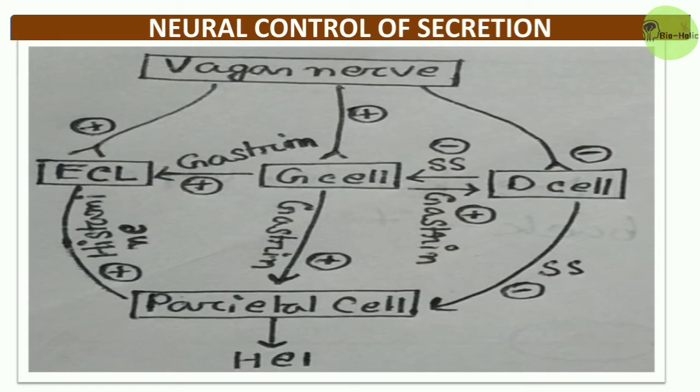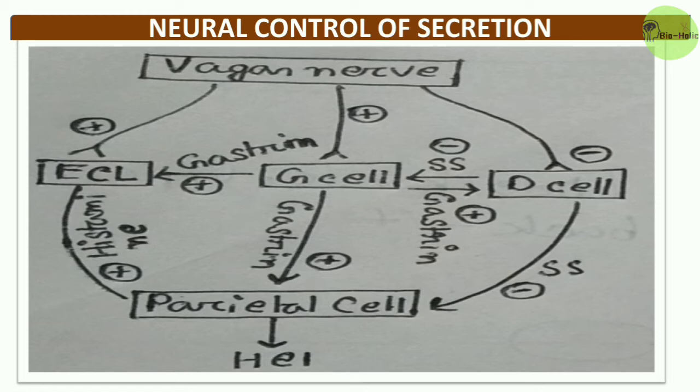Now let us talk about the neural control of this secretion. The vagus nerve controls this. The vagus nerve innervates the ECL cell, the G cell, and the D cell present in the stomach. Positive feedback is sent to the ECL and G cell, and negative feedback is sent to the D cell. The ECL secretes histamine, which sends positive feedback to the parietal cell to secrete HCl.